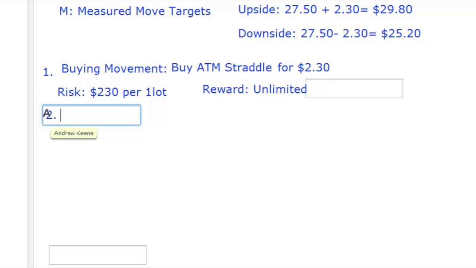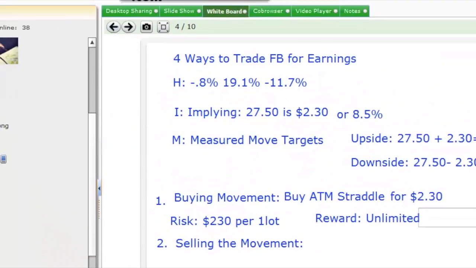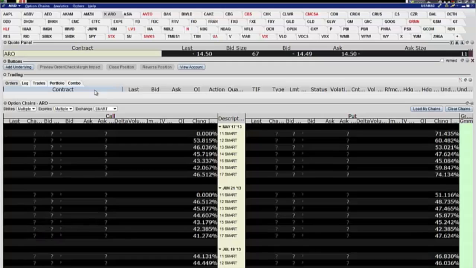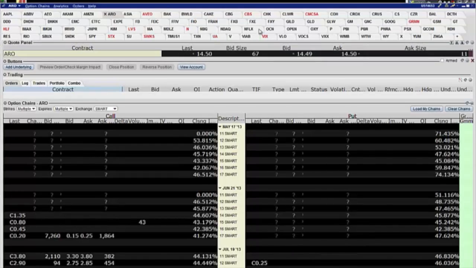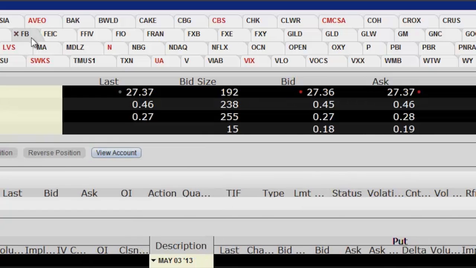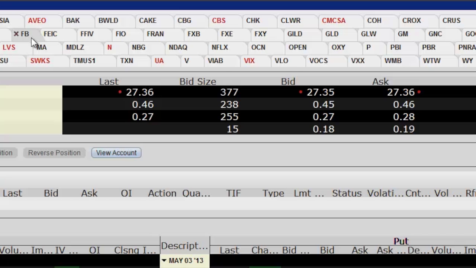If I wanted to sell the movement, what could I possibly do? Well, one thing I could do is condors. If I said, hey, you know what, Facebook didn't move much last time. I don't think it's going to move. What can I do? Well, let me bring up my option chain here in Facebook. If I didn't think the stock was going to move, I could do calendar swaps, straddle swaps, call spread swaps. I could do many different things.